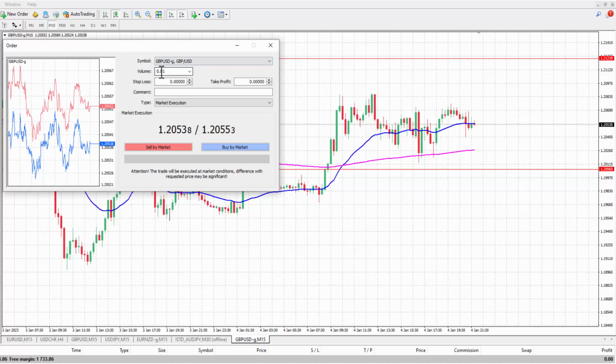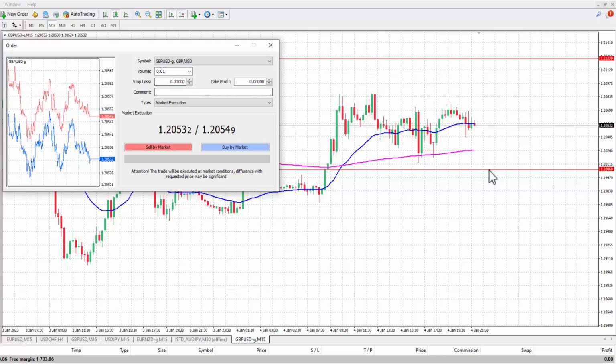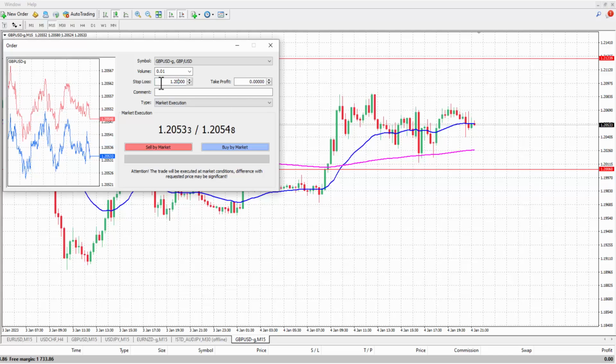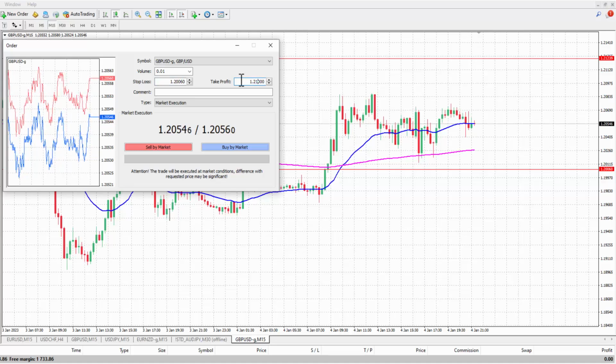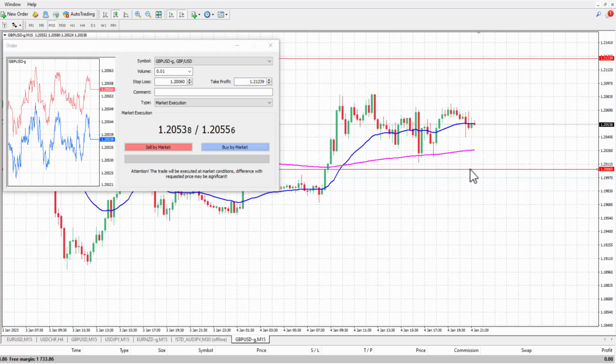Here I specify the lot size, so I'll make it a small order, 0.01 volume. So the stop loss will be, let me just fill it in, 1.20060. Take profit will be 1.21239. And to show this to you, I'll delete these lines.